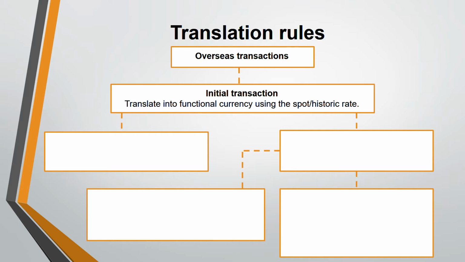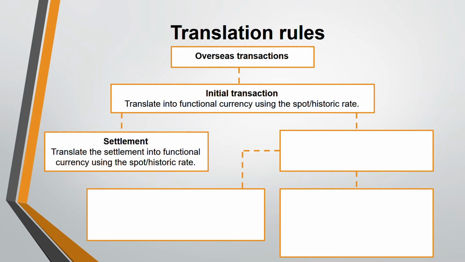Then two questions you have to ask: if you're settling, or if you're not settling. If you're settling, that means settlement is taking place. Translate the settlement into functional currency using the historic rate. So same as the initial transaction, no difference. If it's not settled, unsettled, then you have to ask another two questions: whether the overseas item is a monetary item or a non-monetary item, because then the rates that you are going to use differ. If it's monetary, it will be some other rate. If it's not monetary, it will be some other rate.